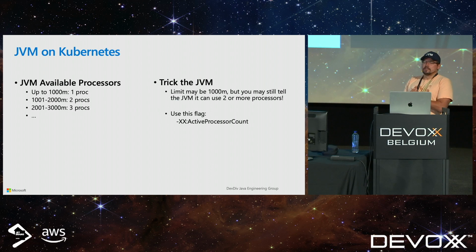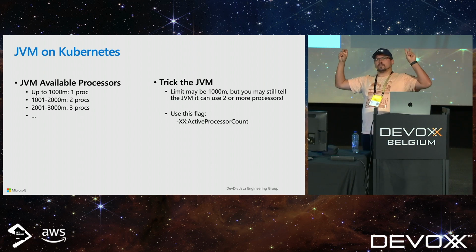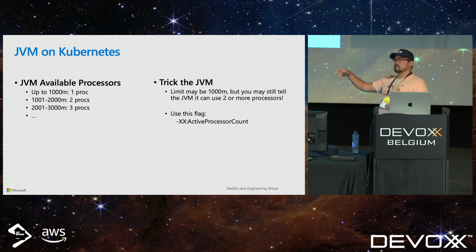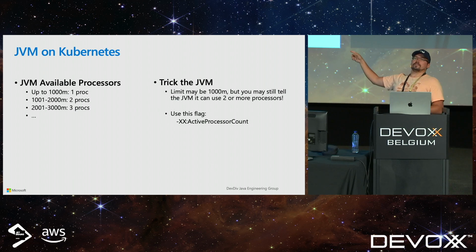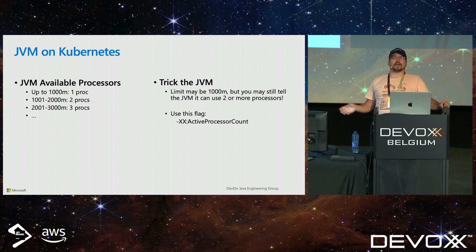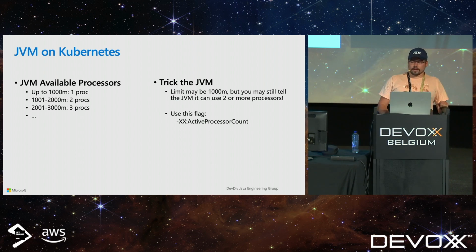The way the JVM computes available processors is, give or take, this calculation. Up to 1,000 millicore, it sees one processor. Between 1,001 and 2,000 millicore, two processors. So on and so forth. You can trick the JVM. You can use active processor count, and you can say active processor count equals 2. What matters is that information will tell the JVM and all thread pools that may get created over time within that application, it will use that information. And I'm going to create a thread pool with 2 threads because I see 2 processors. Whatever framework may have that algorithm created like that.